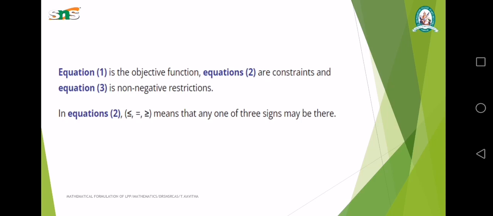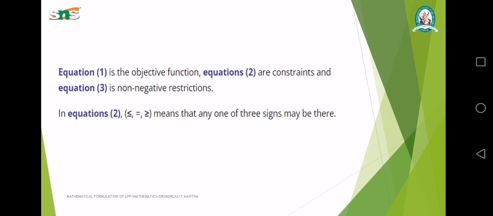Here equation 1 is the objective function, equations 2 are called constraints, and equation 3 is the non-negativity restrictions. In equations 2, less than or equal to, greater than or equal to, or equal to means that any one of these three signs may be there.